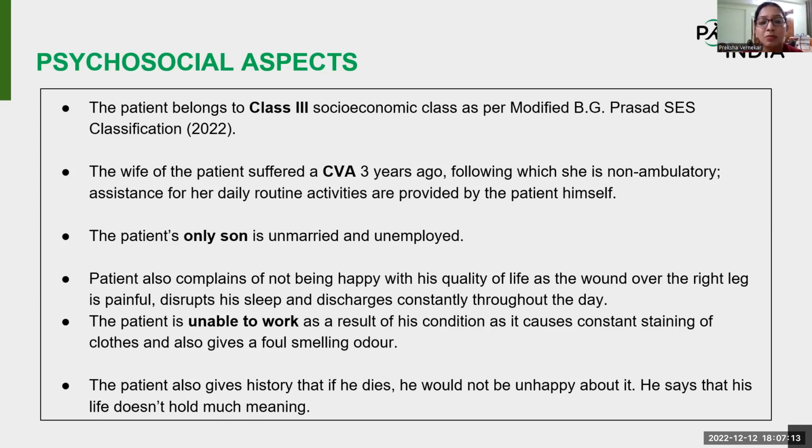Patient also complains of not being happy with his quality of life as the wound over the right leg is painful, disrupts his sleep, and discharges constantly throughout the day. Patient is also unable to do odd jobs which he wishes to as a result of his condition, as it causes constant staining of clothes and also gives a foul smelling odor. The patient also gives history that if he dies, he would not be unhappy about it, and he doesn't expect much from life ahead. Next slide, ma'am.